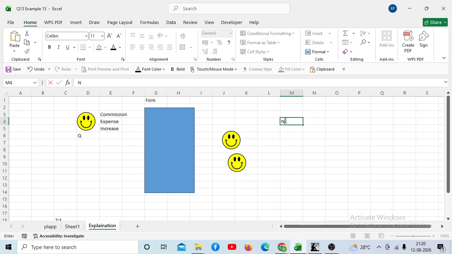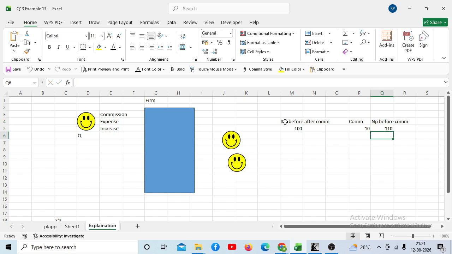Suppose I assume that net profit after commission, because they are telling that it is to be taken after commission, is 100. Why am I taking the base as 100? Because the base of percentage is 100. And the commission is 10%, so the commission is 10. So can I say that net profit before commission will be 110?